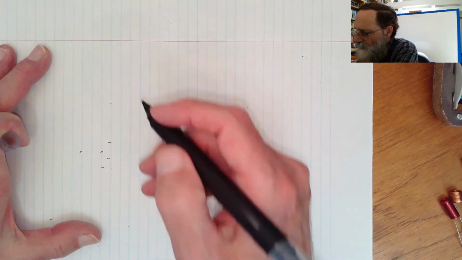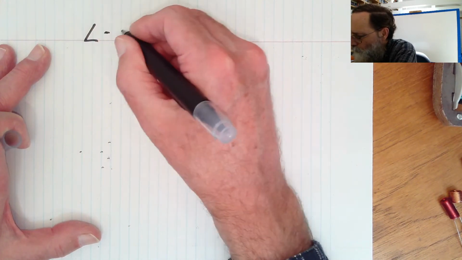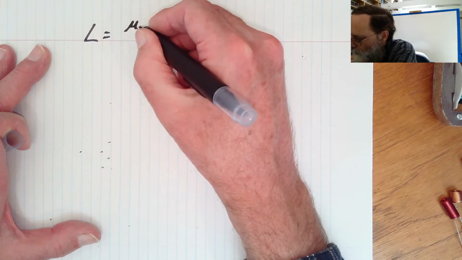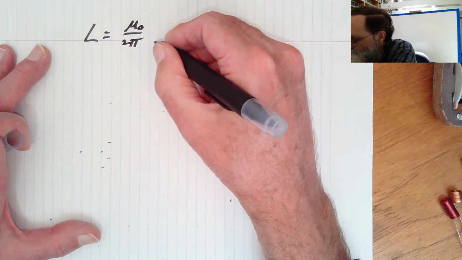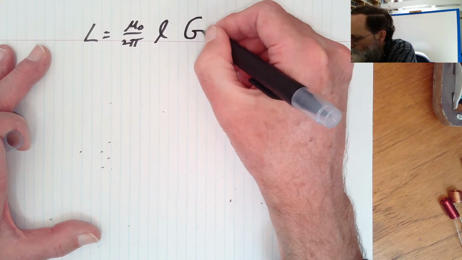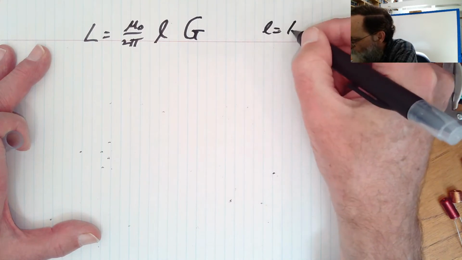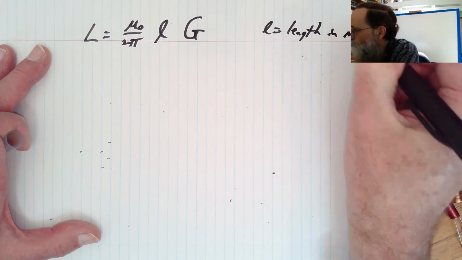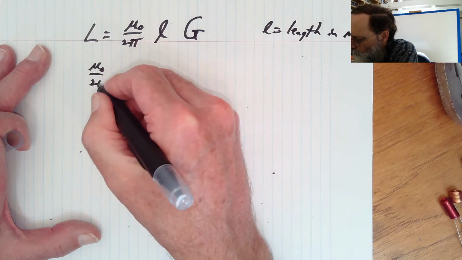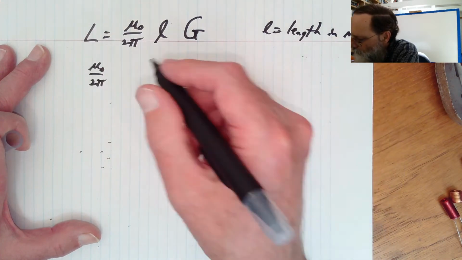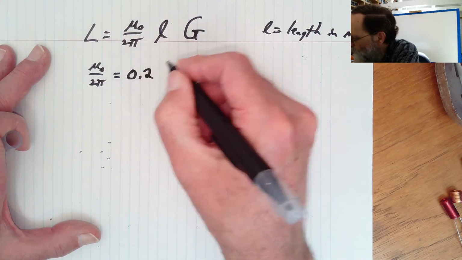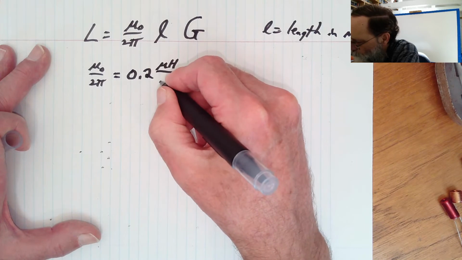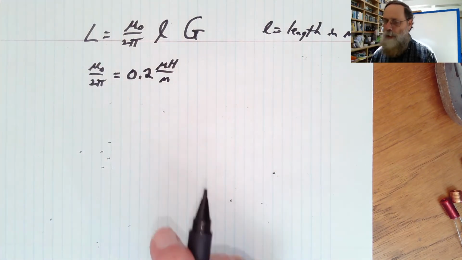Okay, there's a lot of formulas on the web and in books about how to compute inductors for various different geometric shapes. And almost all of them have the same general form, and that is the inductance is a constant times the length of the wire times some geometric factor G. So L is the length in meters. Mu 0 over 2 pi, mu 0 is called the magnetic constant, and this is by definition 0.2 microhenries per meter. That is, mu 0 over 2 pi is 0.2 microhenries per meter.